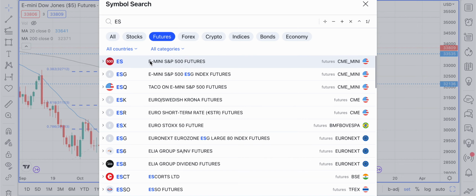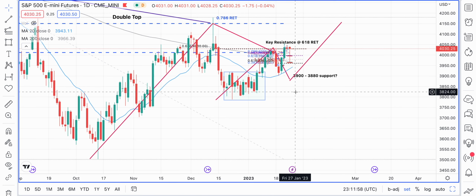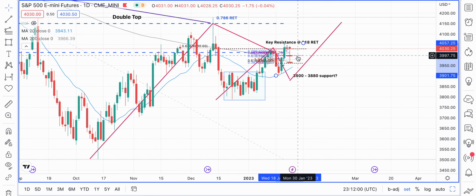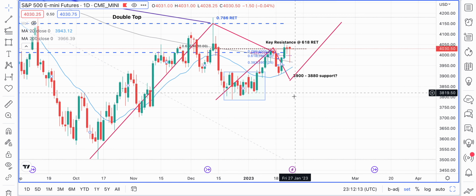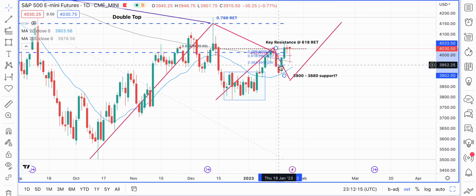Let's take a look at the E-mini S&P 500. So here, I'm just going to clear up some of these short time patterns which we were watching, so that things are a little bit clearer.